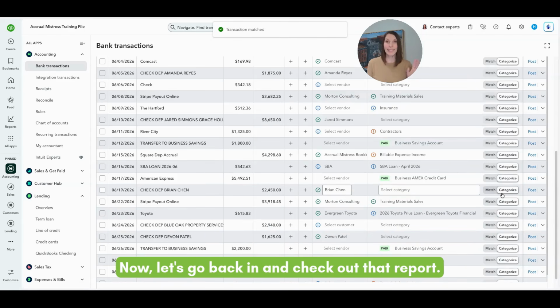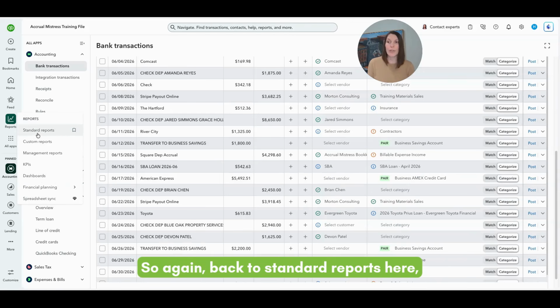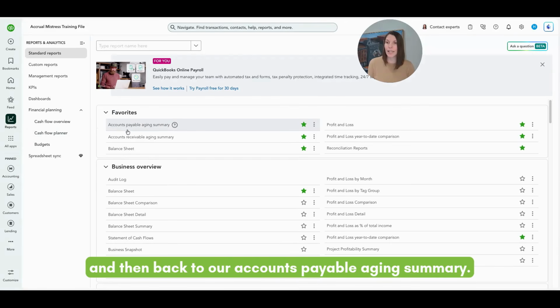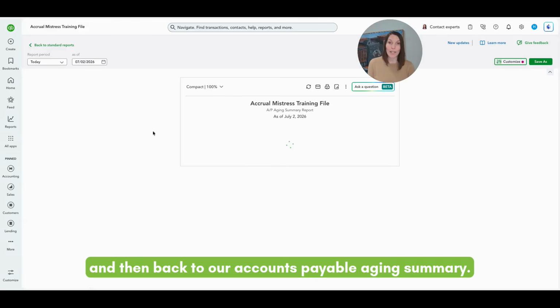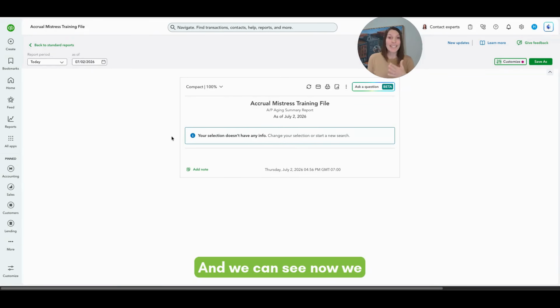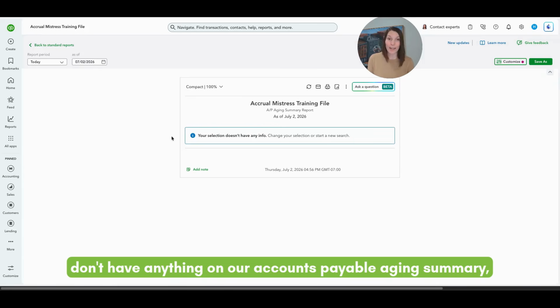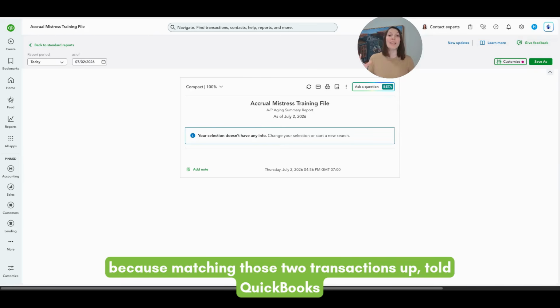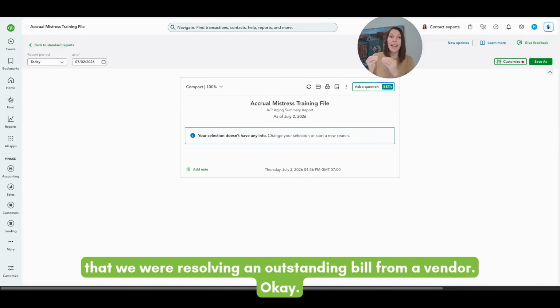Okay, now let's go back in and check out that report. So again, back to standard reports here, and then back to our Accounts Payable Aging Summary. And we can see now we don't have anything on our Accounts Payable Aging Summary because matching those two transactions up told QuickBooks that we were resolving an outstanding bill from a vendor.